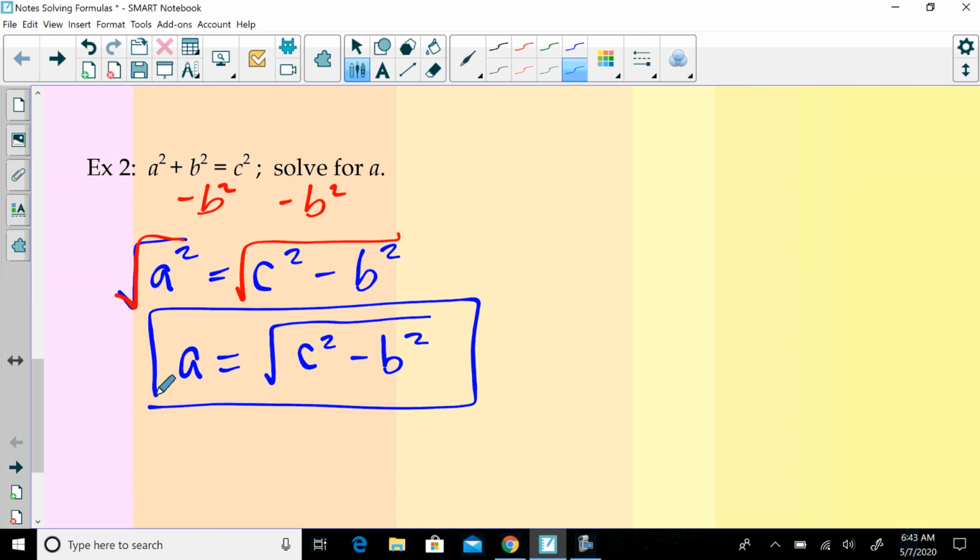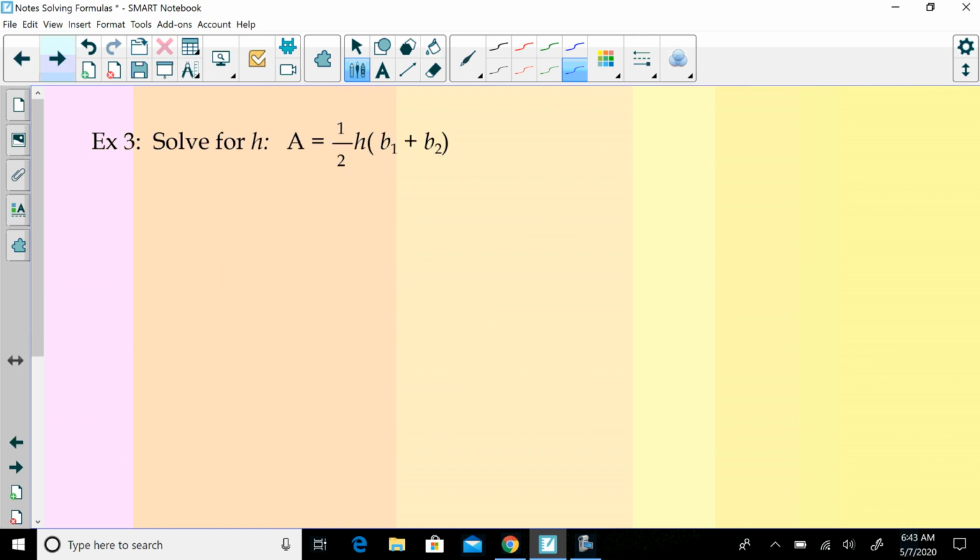We'll just do a couple more. I think that most of the ones in your homework assignment are going to be very basic. So the next one should look very familiar. You had a unit already on area of polygons, and this one is the formula, if you recall, for area of a trapezoid. We're going to solve this one for h.